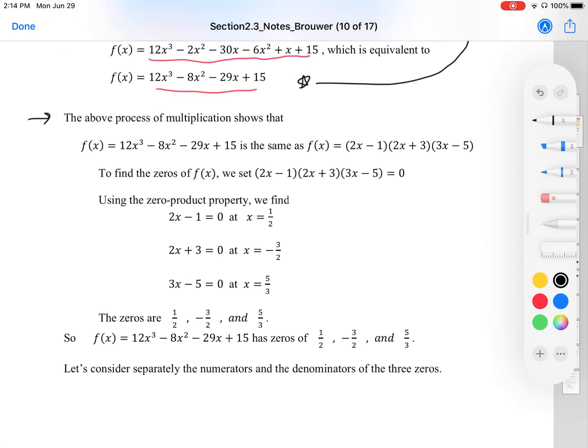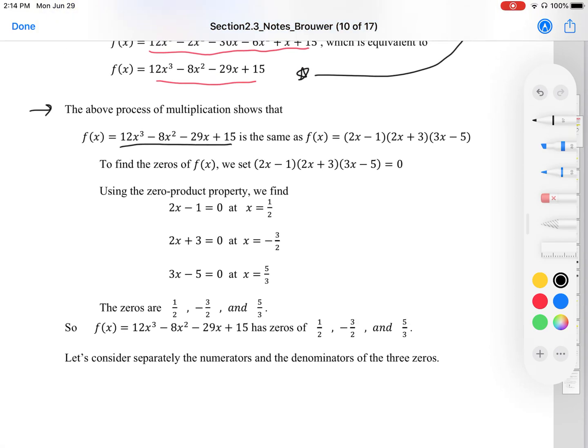The above process of multiplication shows that f of x equals 12x cubed minus 8x squared minus 29x plus 17 is the same as this function in this other form. But to find the zeros, which is what we're looking for, we just set each one of these factors separately equal to 0, which we have here. And we can easily find our answer. We get that x is 1/2, x is negative 3 over 2, and x is 5 over 3. And thus we know our zeros.